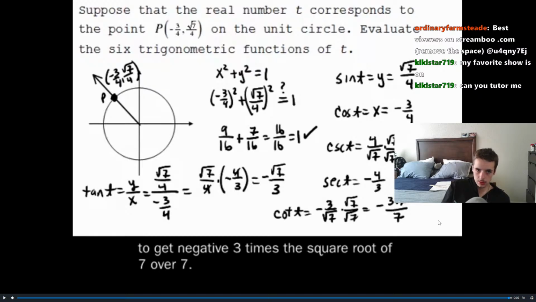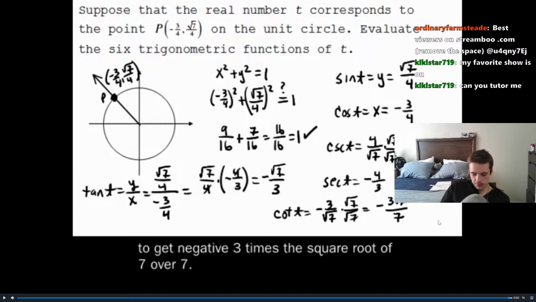Of the point P, negative 3/4, comma, square root 7. Oh, so it's giving us the sine and the cosine and having us find the other ones. Okay, so the sine is obvious, square root 7 over 4. Cosine is also obvious, negative 3/4.